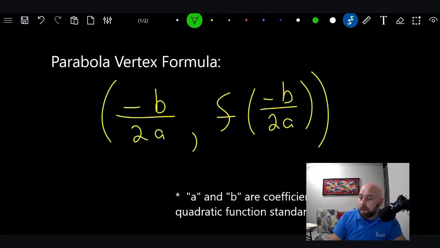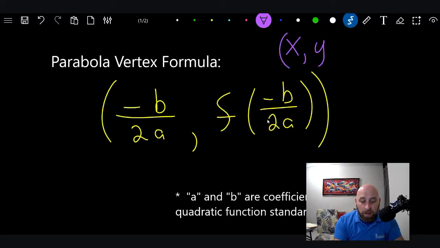And so go ahead and turn over to page 482. You're going to see on 482, and then also here on the screen, the parabola vertex formula. Now, it might look complicated, but it's really not. Trust me, it's not. Here's what it is. This is x and y. Your x is minus b over 2a. Your y is the function of that.